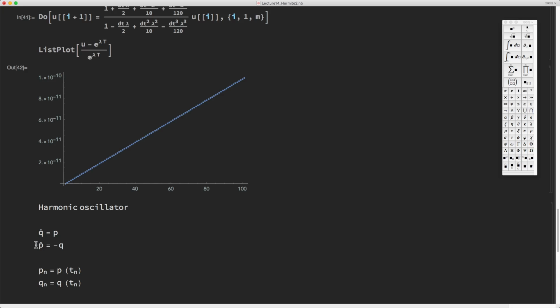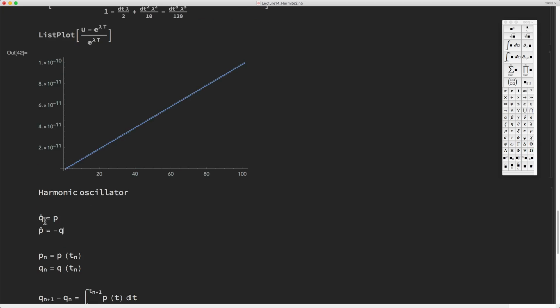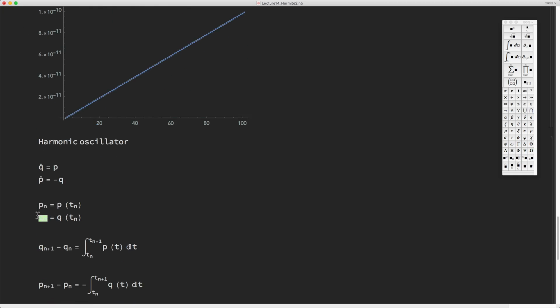P dot, the rate of change of momentum or the acceleration, is equal to the force of the spring, and we set the constant of the spring to 1, so the force is minus kx or minus kq, and k is 1, so the force is minus q. So that's the harmonic oscillator written as a first order system in time. And again, we'll use the shorthand notation that P at time Tn is Pn and Q at time Tn is Qn.